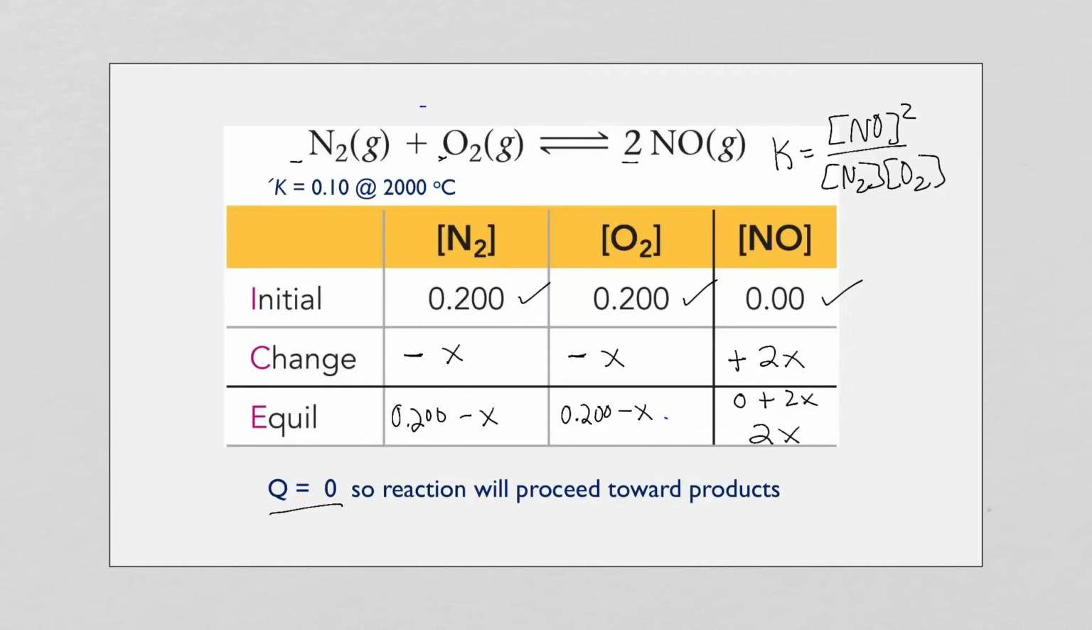So now if we take these equilibrium concentration expressions and plug them into our K, we get K, or 0.1, equals NO, which is 2x squared, over N2, 0.2 minus x, times O2, 0.2 minus x. And we can now do some algebra to solve for x. And that's what we're going to do next.